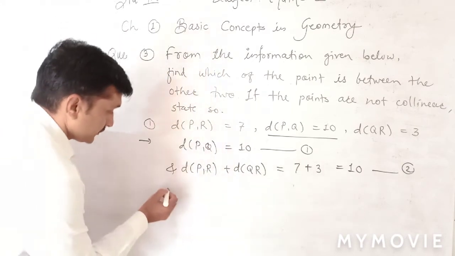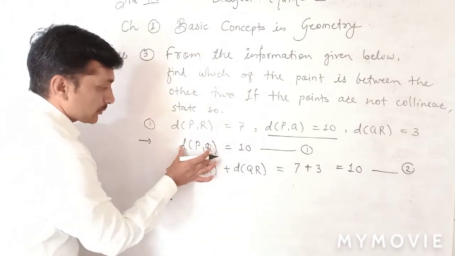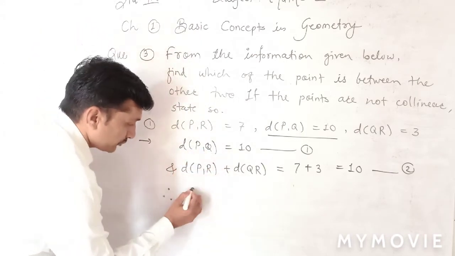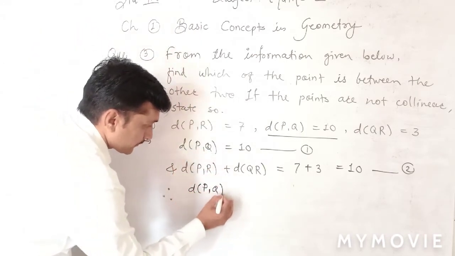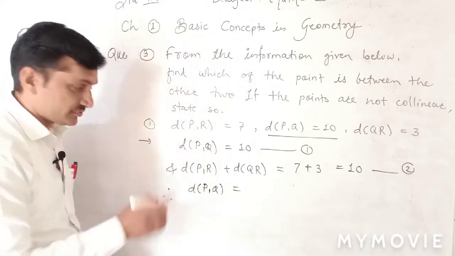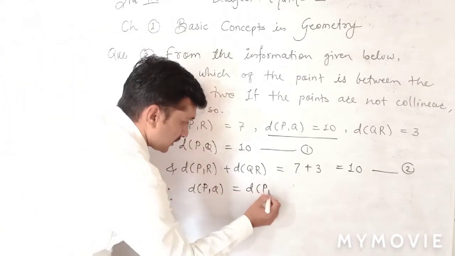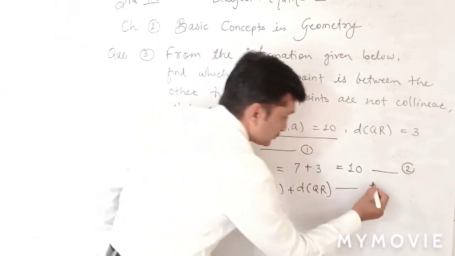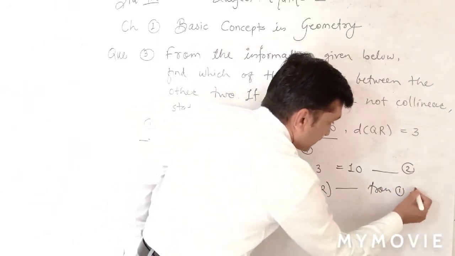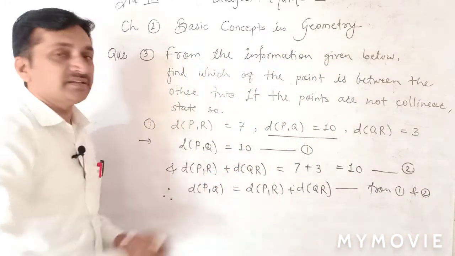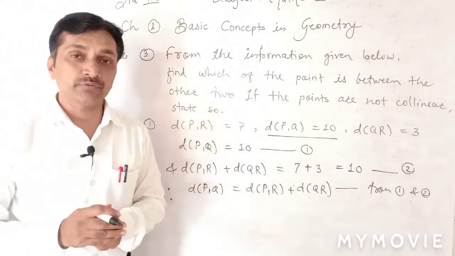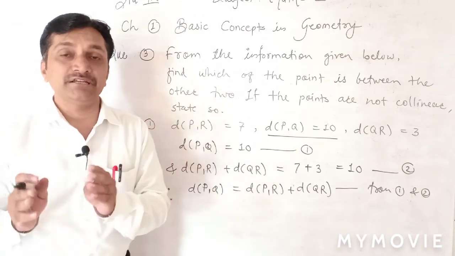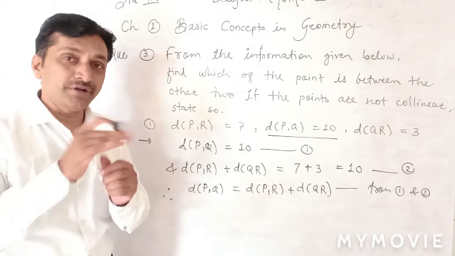Therefore we can now write: LHS of 1 is equal to LHS of second. LHS means left hand side. The left hand side of 1 is distance PQ, which is equal to the left hand side of second, distance PR plus distance QR, from 1 and 2. Both sides are equal, and if both sides are equal, then 1 point out of 3 is in between. Now which point is in between?